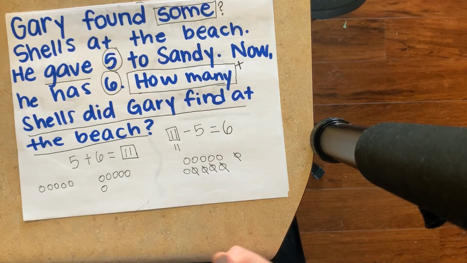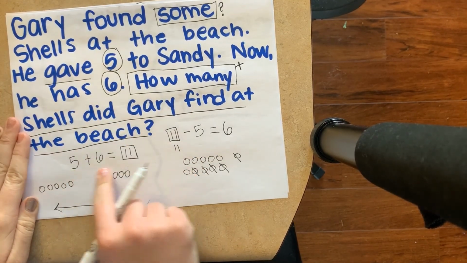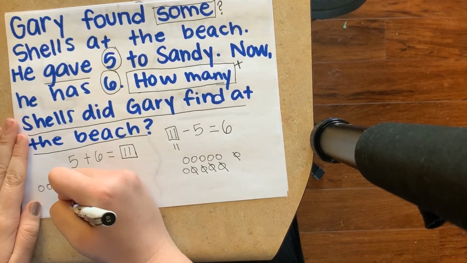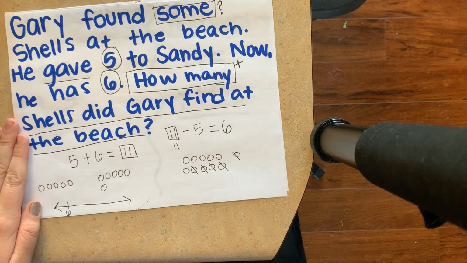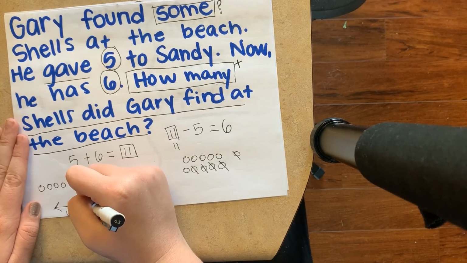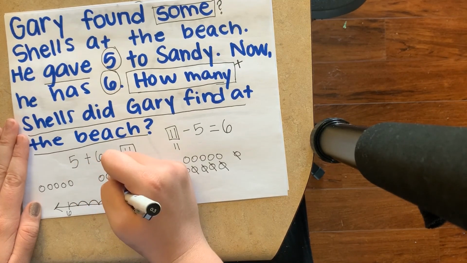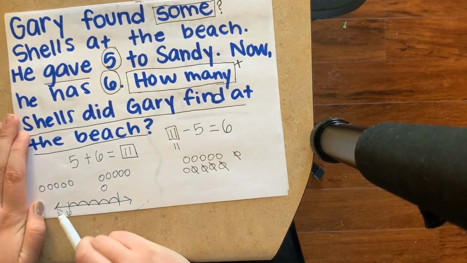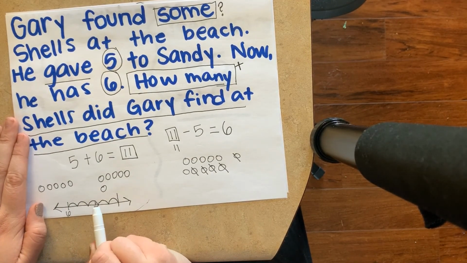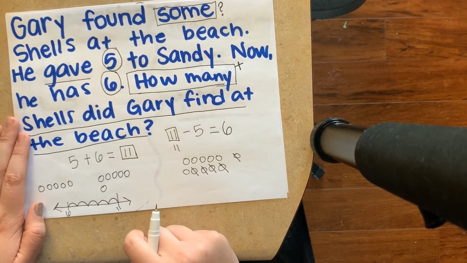You could also do these with a number line. Our number is going to get bigger, so I'm going to start on this side of the number line. 6 is bigger than 5, so it's the one that I'm going to write first. Then I make 5 jumps. 1, 2, 3, 4, 5. And I just count up. So 6, 7, 8, 9, 10, 11. And I got the same answer. I know my math was right.